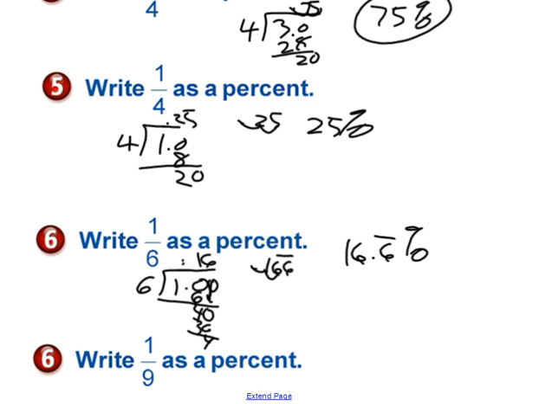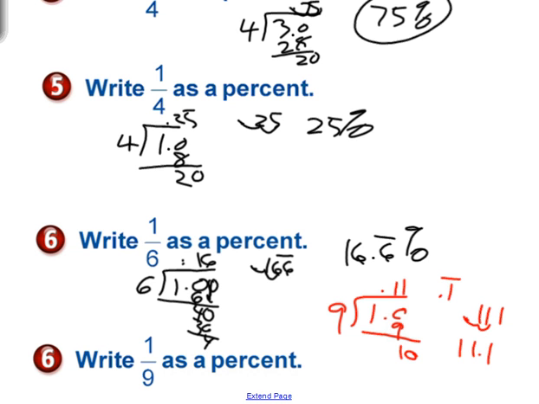1/9 as a percent. I actually take the 9, divide it into 1. It will go 1 time. Subtract, I get 1. It'll go 1, so it looks like it's 0.1 with a bar. I'm going to multiply that by 100, move the decimal point, so I'm going to write it as 1, 1, 1, and the point here. So it's 11.1 with a bar over it, percent. 11.1%.